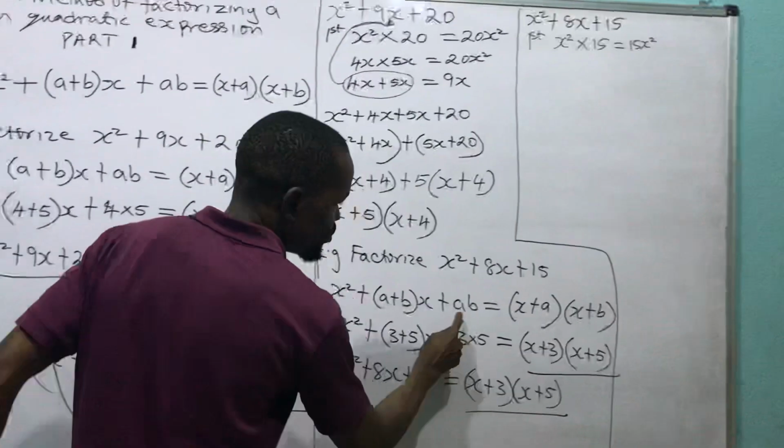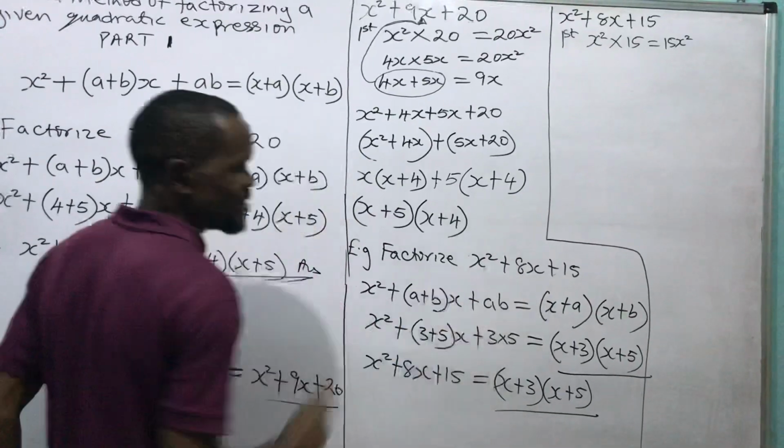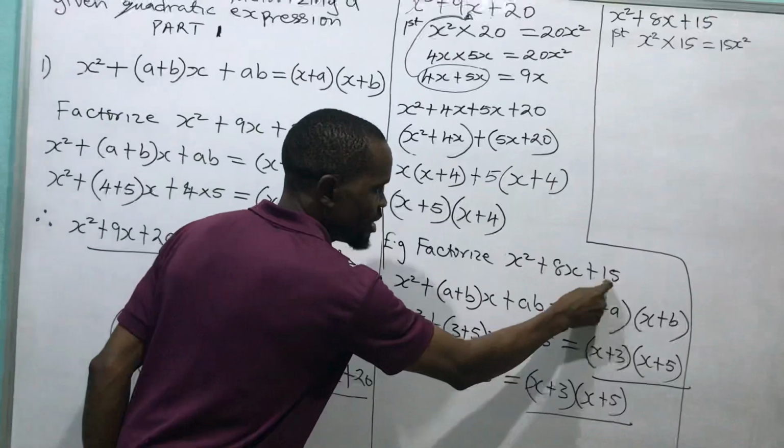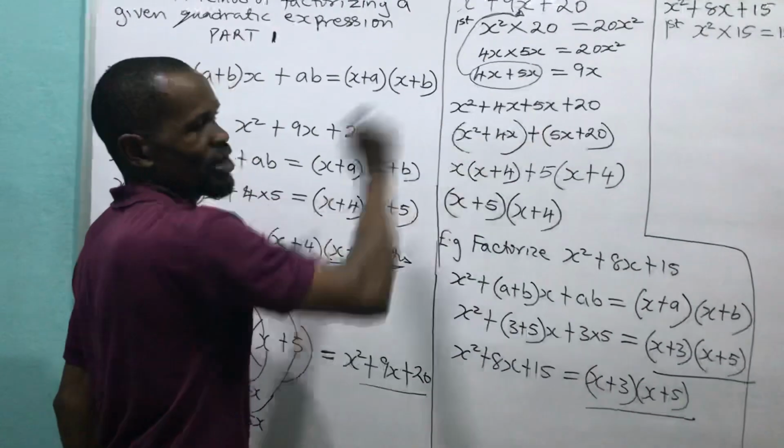What will I multiply together that will give me 15, and when I add it together, it gives me 8? That's what you did here. What will I multiply together that will give me 15, and when I add the same things together, it gives me 8? And that's what we are doing over there.